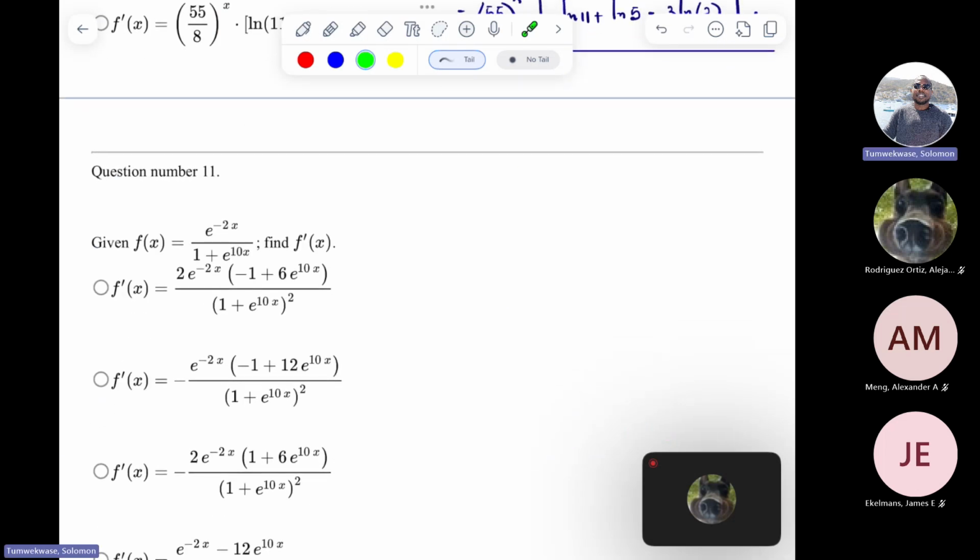Okay, question 11, same thing, only that we have to do some quotient rule. So I have f of x is the same as e to the negative 2x, then over 1 plus e to the 10x.